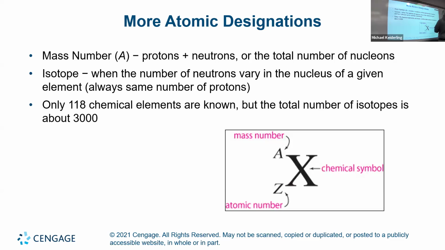2 hydrogen. It's also called deuterium. Or you could have 3 hydrogen. So this is a proton and a neutron. And this is a proton and 2 neutrons. That is tritium.